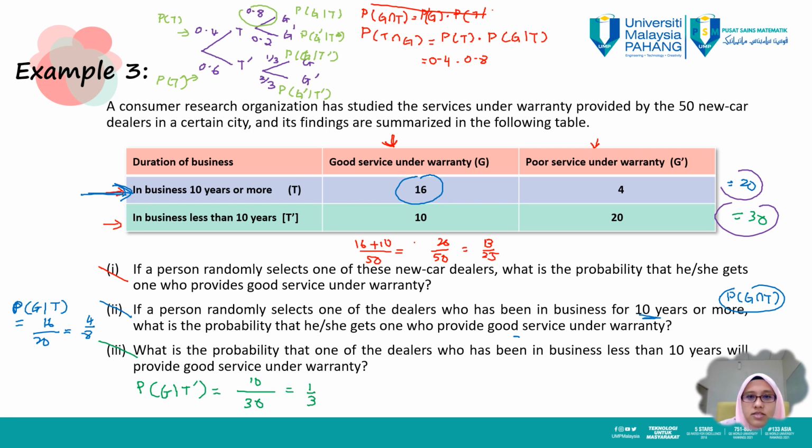Or, by using question number 2, we are going to find G given T. If we do not use any formula, we can directly get the answer from the tree diagram. The same here: we are going to find G given T prime, so G given T prime is 1 over 3, this one. So you can find your answer either directly by using the table, or you can transform the table to the tree diagram and find the answer from the tree diagram. It is up to you which one is easier for you to solve.